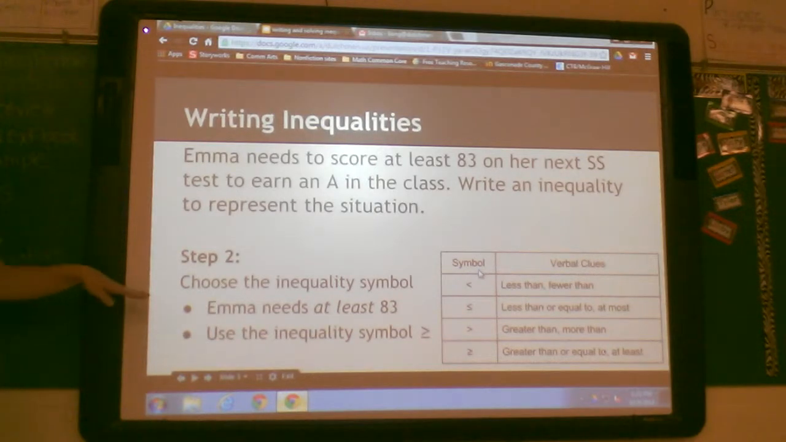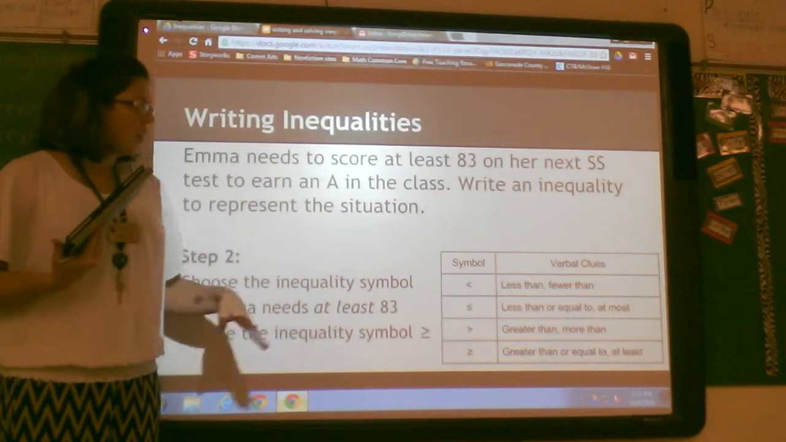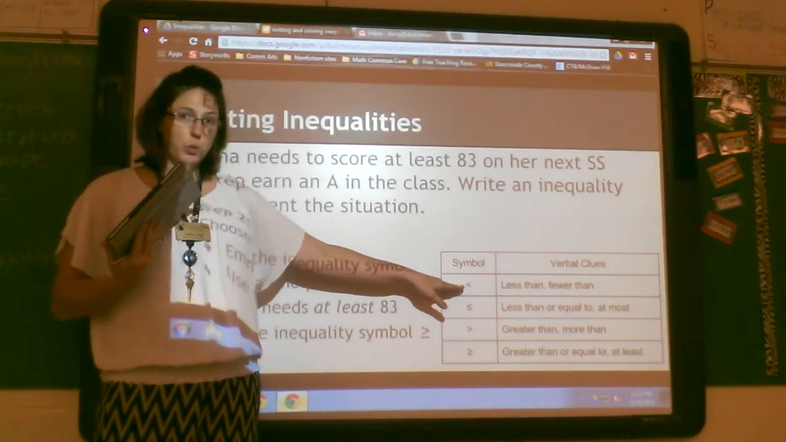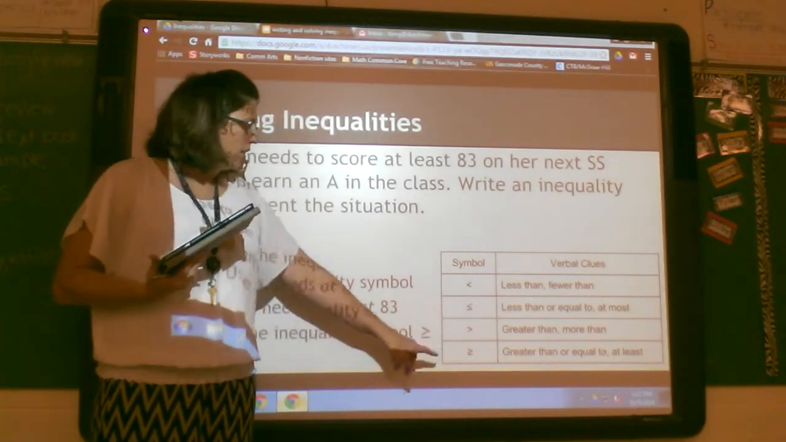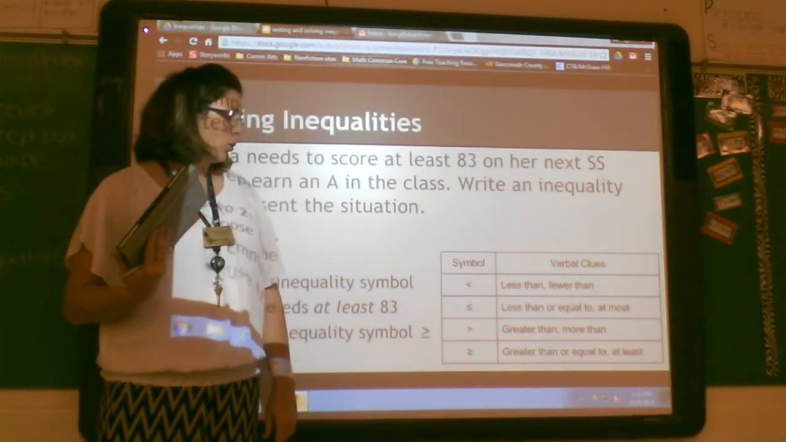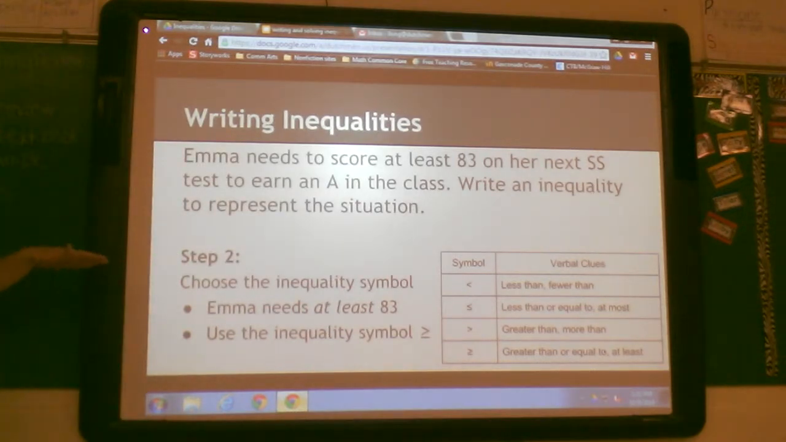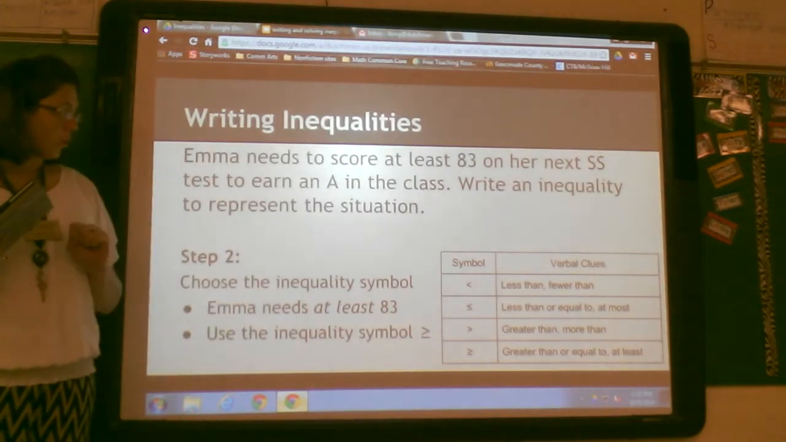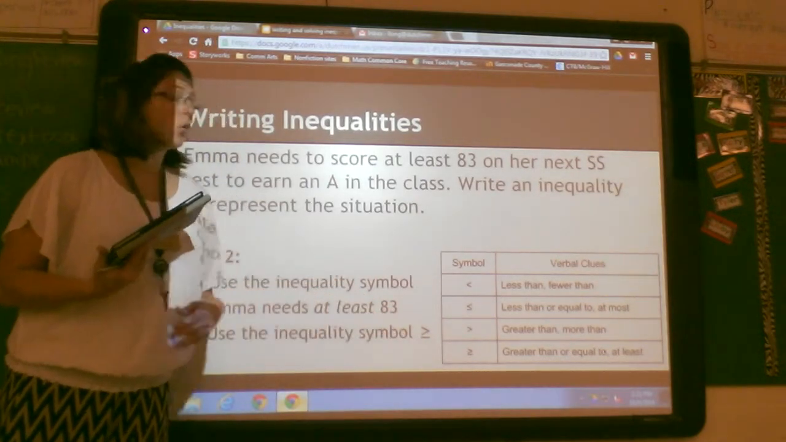The second step is to choose the inequality symbol that would fit. Over here are the different symbols that we're going to be using. We have the less than or fewer than sign, the less than or equal to or at most sign, the greater than or more than sign, and the greater than or equal to or at least sign. So if we need Emma to score at least 83, we are going to use the inequality symbol greater than or equal to.